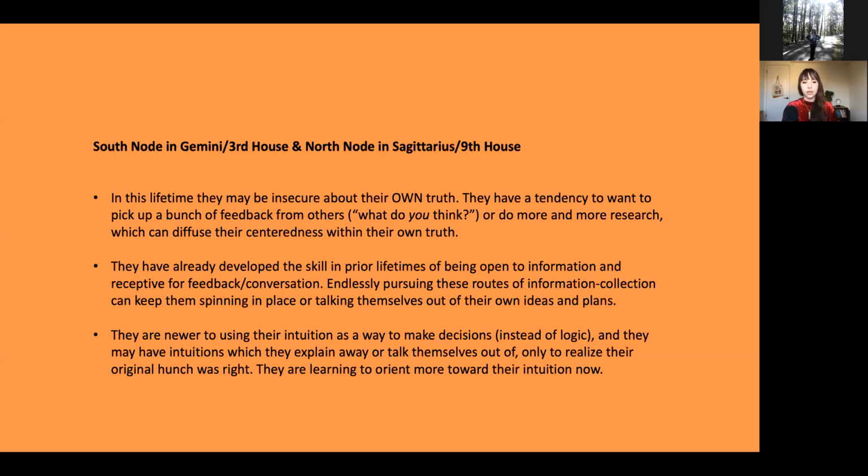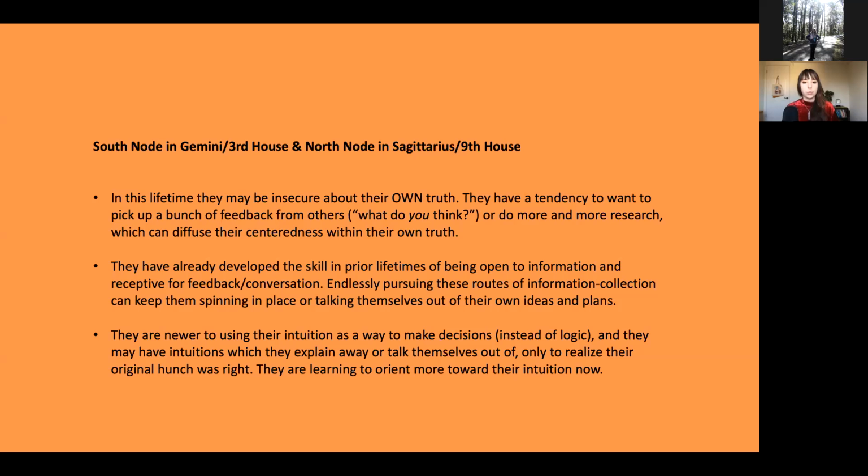And Gemini South Node people have developed this skill in prior lives of being really open to information. And that is a skill. It takes receptivity to be able to assimilate new information. They're also really receptive to feedback. And this can be at an excess for them at this point when they're moving into their North Node in Sagittarius. If they keep pursuing more research and more data and more opinions, then they can spin in place and end up talking themselves out of things that they were going to do.